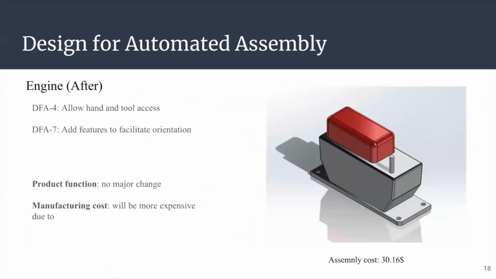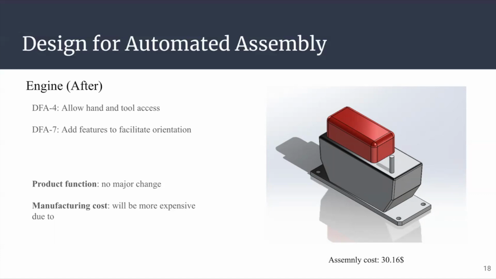For the engine part, we modified the exhaust pipe so that it is easier to insert into the engines. We also modified the screw holes to make them easier to access. We also cut the corners in the base so that it can be rotated better. With these modifications, the installation cost was reduced from the original $15.64 to $13.16.